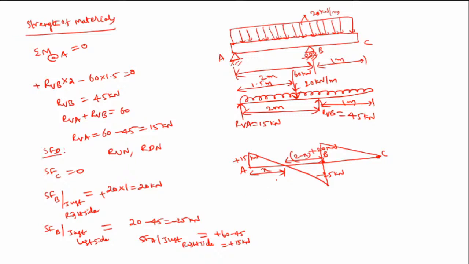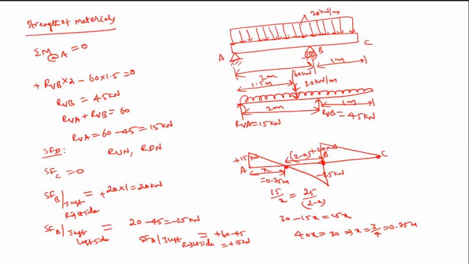If I use the similar triangle method, that is 15 by x is equal to 25 by 2 minus x. So that is 30 minus 15x is equal to 25x, and this is 40x is equal to 30. That implies x is equal to 3 by 4, that is 0.75 meters. So that is this one, 0.75 meters. Here shear force is getting zero, and here also shear force is getting zero, meaning it is changing sign from positive to negative.